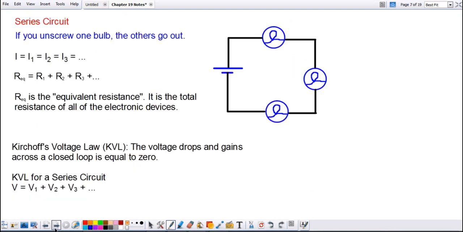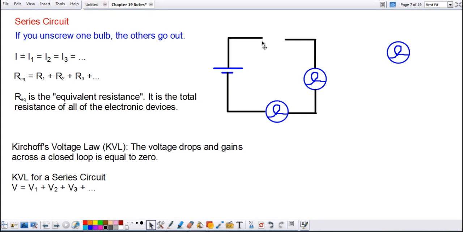So what do we know about a series circuit? Well, in a series circuit, if you unscrew one light bulb, all the other light bulbs go out. And that should make sense based on what we just did. Okay, here's the battery. We go up, we go to the light bulb. They go through, come down, go through. All of these work.